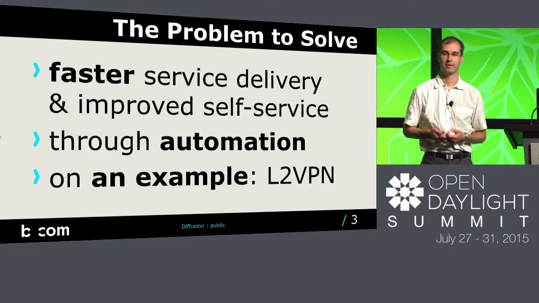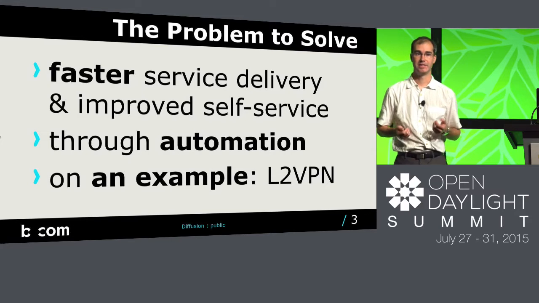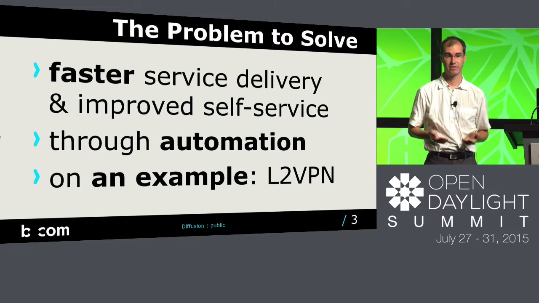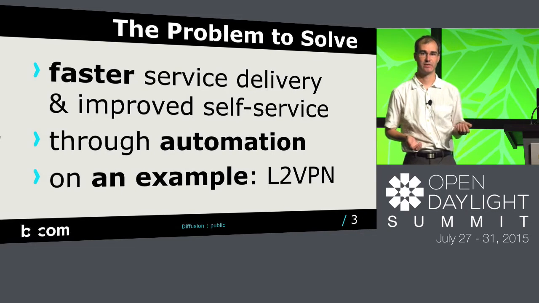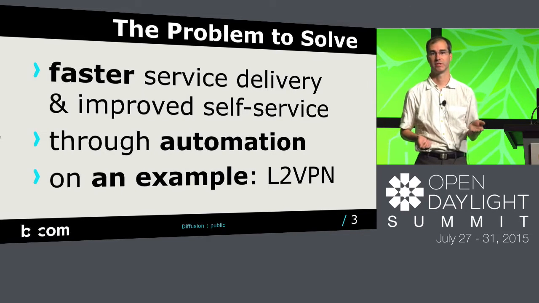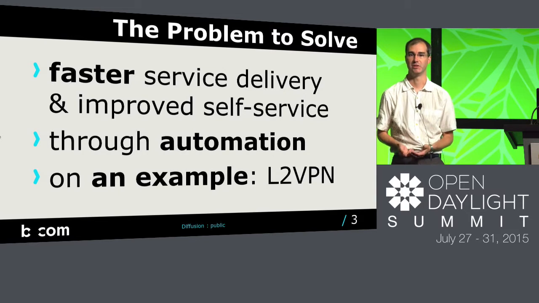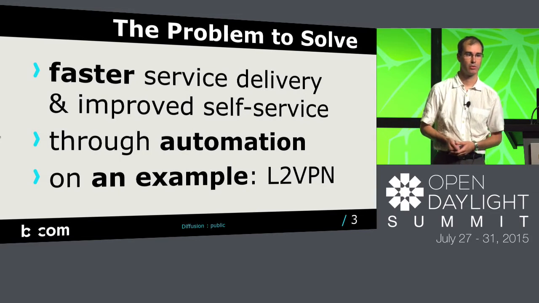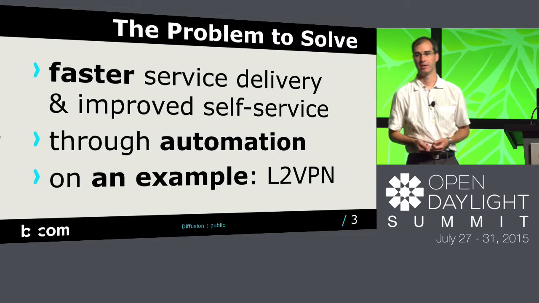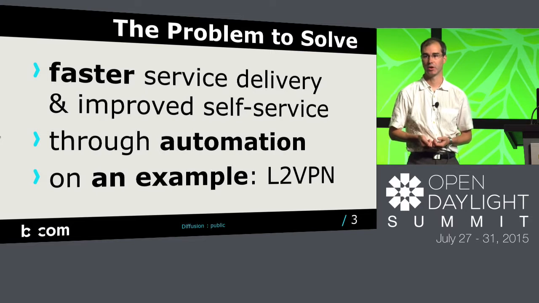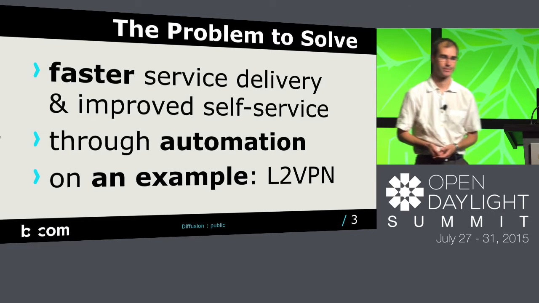And when we can get faster service delivery, it improves the self-service experience, because the client can order the service himself through a self-service portal and then get feedback a few minutes later. So we wanted to work on this automation problem. And we did this on a use case, which is a layer 2 virtual private network.